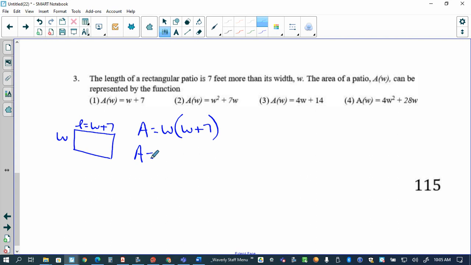W squared plus 7W. Choice two. That was easy. I could've told you. Choice one? How could it be choice one? Because she didn't distribute. You didn't even multiply. Yeah, but the area of a rectangle can't just be the length of one of its sides. So if I measured this end of the desk here to be 24 inches, you're telling me that the area of the whole desktop is 24 inches.